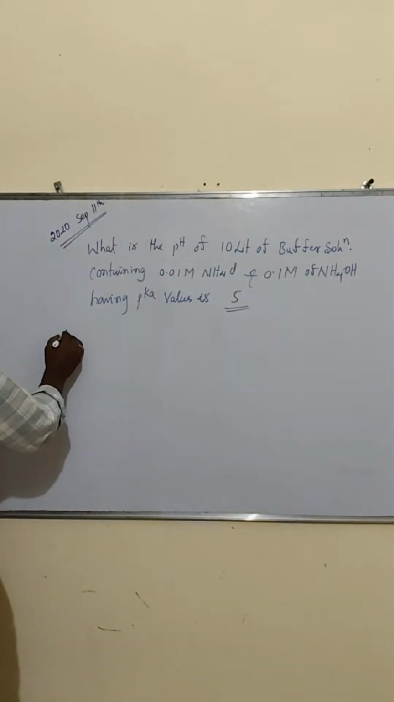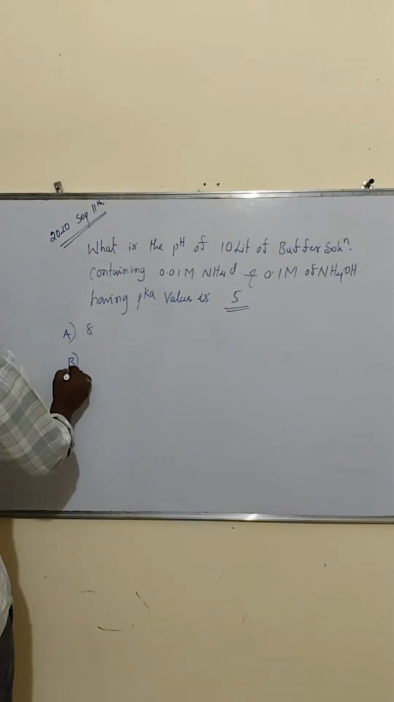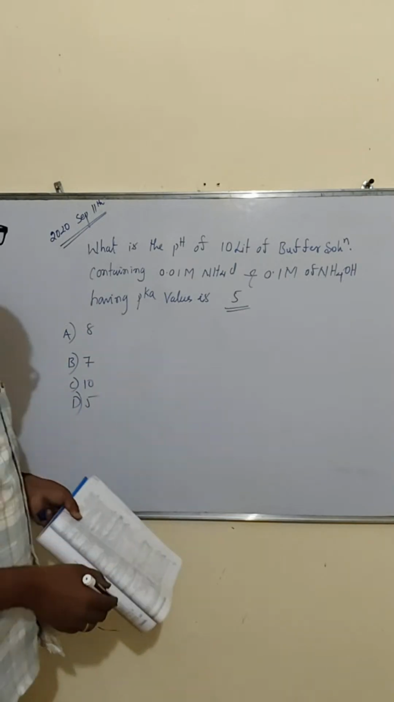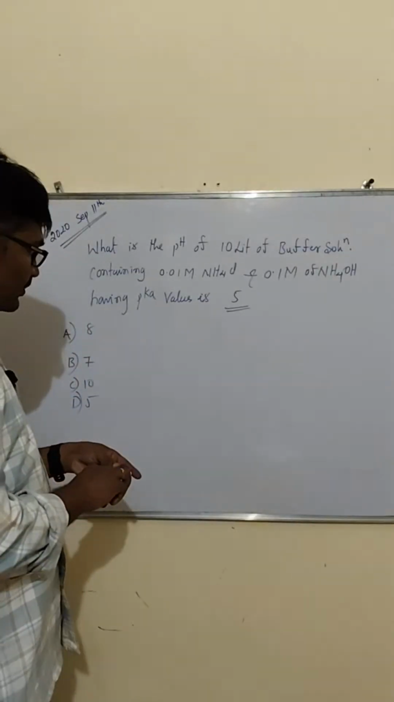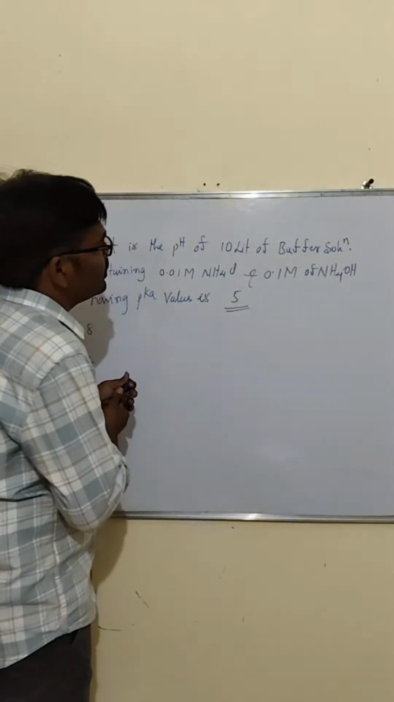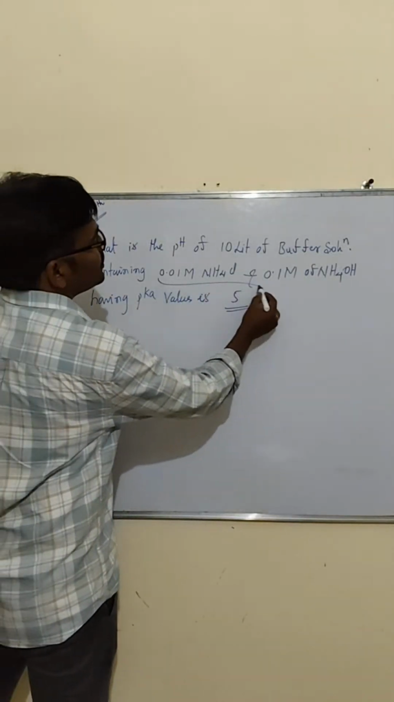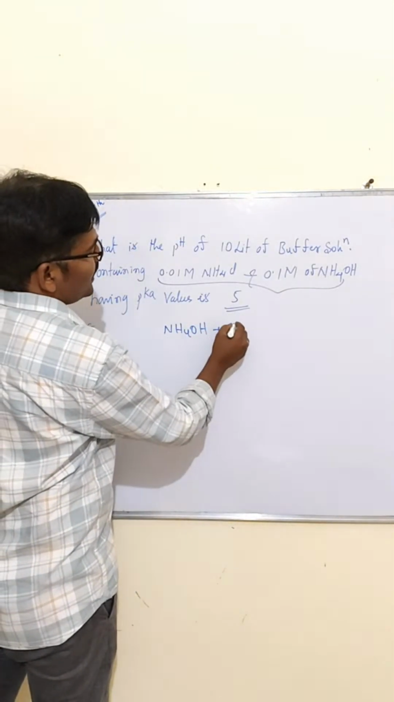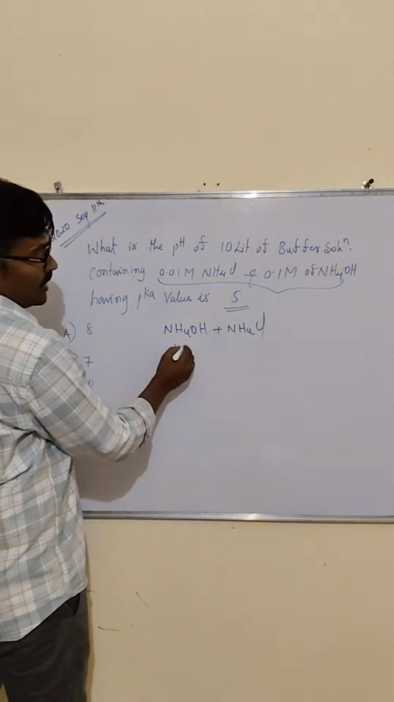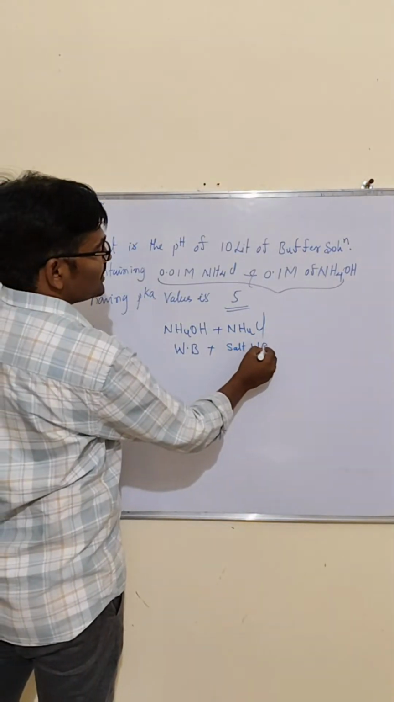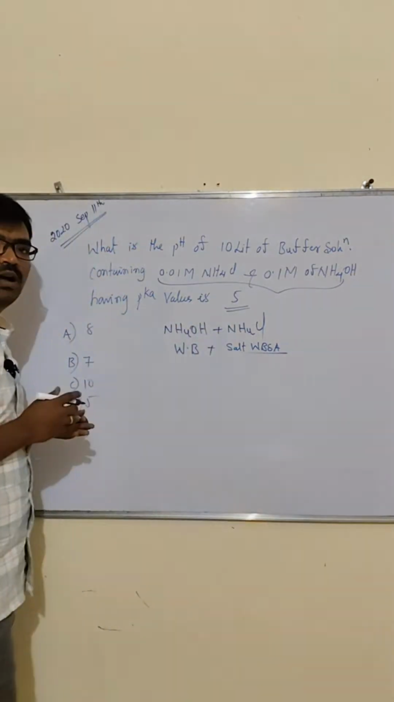So options are given. Option A, that is 8. Option B, that is 7. Option C, 10. Option D, 5. So look at my dear students, this is the question given in 2020, September 11th. So is it a basic buffer, right? Look at NH4OH plus NH4Cl. A weak base plus a salt of weak base and strong acid is there, right?